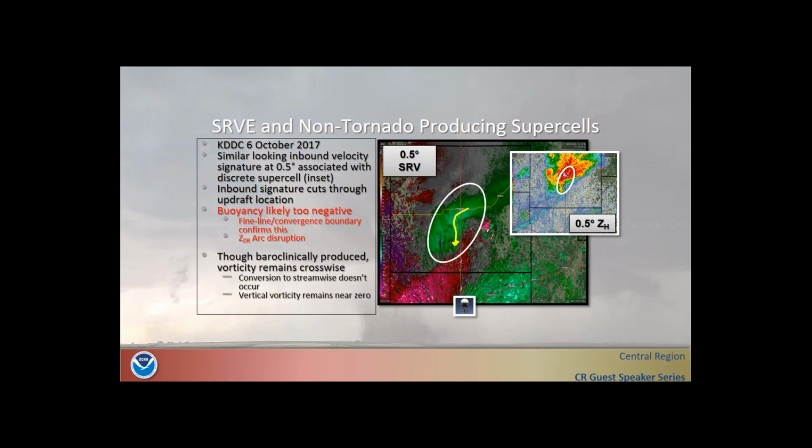Just as a side note, there were also several ZDR arc disruptions in the dual-pol data, which tells us there's a lot of wet melting hail that's adding negative buoyancy that probably produced a significant momentum surge, to where that turning was not able to occur. So even though in this case, similar to the Mayfield case, we do have baroclinically generated vorticity that starts off crosswise dominant, because we didn't get that turning, the all-important conversion to streamwise likely did not occur, and so that vertical vorticity near the surface remains near zero.